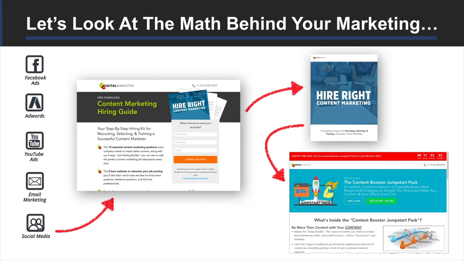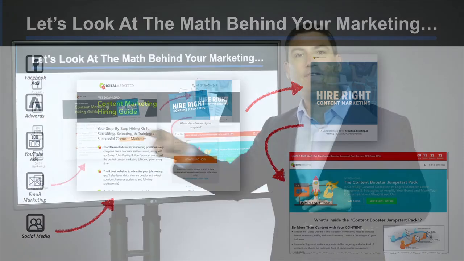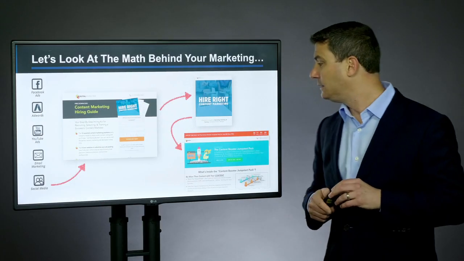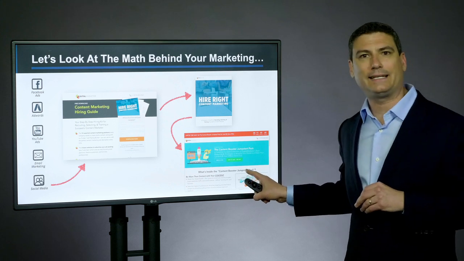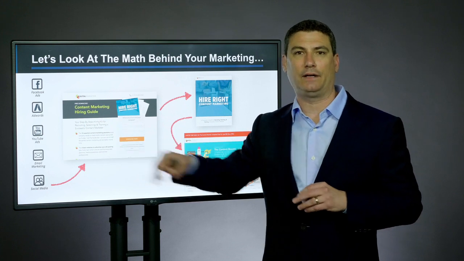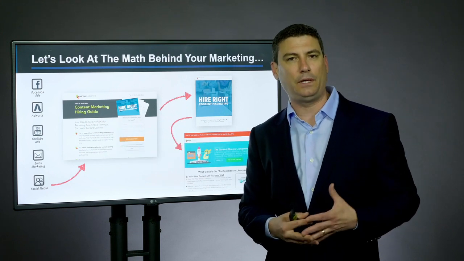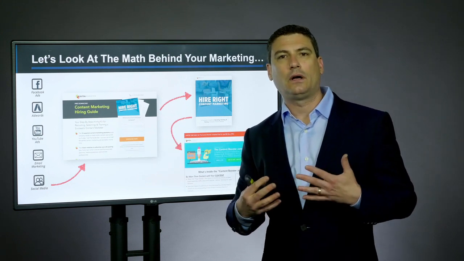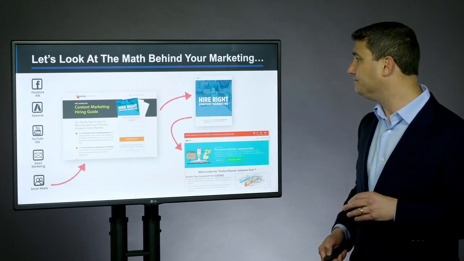And assuming we're buying traffic, let's say we're using Facebook ads or AdWords or YouTube ads or something to run traffic into that squeeze page, this little $20 product can help to defray those acquisition costs, that traffic cost. It can even liquidate them completely or get you slightly above break even.